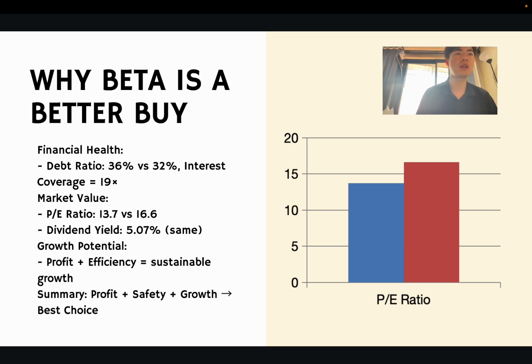Finally, growth. Because Beta makes more profit and uses money well, it has a strong base to expand in the future. It can give stable cash now through a dividend, and also give hope for a higher stock price later. To end, Beta gives us three things: profit, safety, and growth. That is why Beta is the better choice for investors.